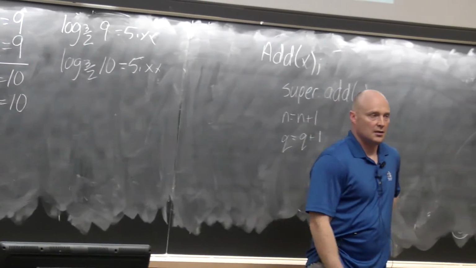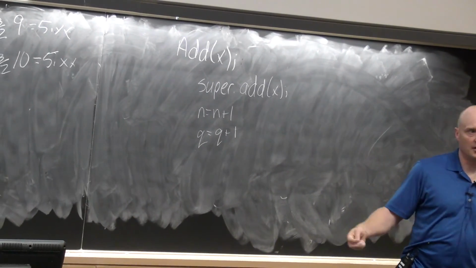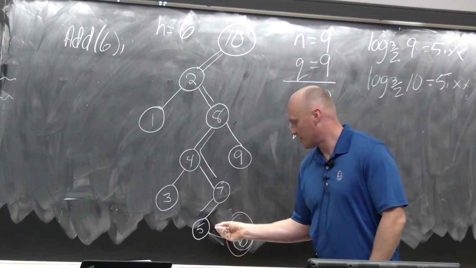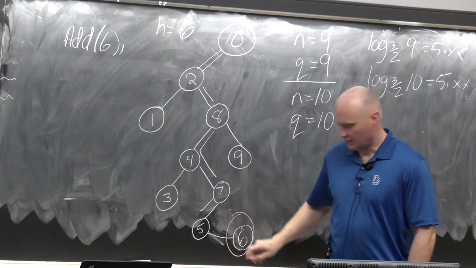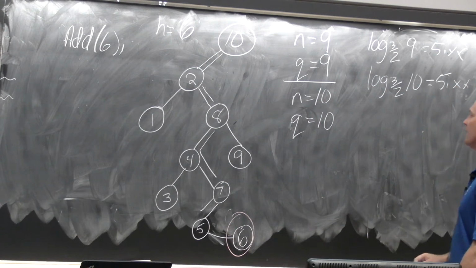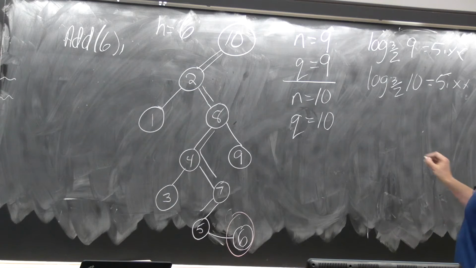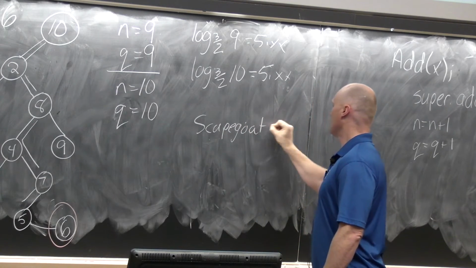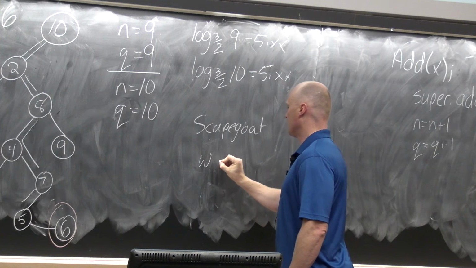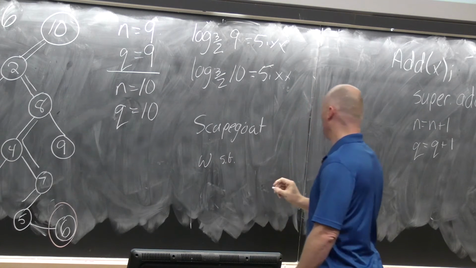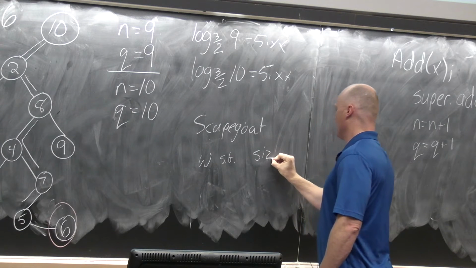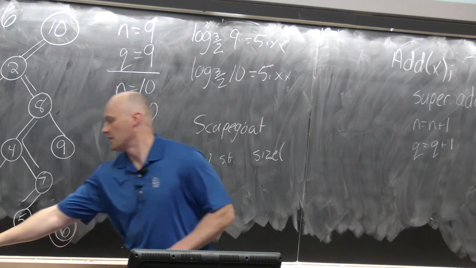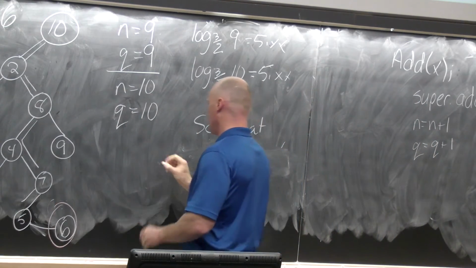Generally, who do you blame for your life not turning out the way it was supposed to? Your parents, right? So you go. Number 6 looks at his parents, which is 5, and says what we're looking for is a scapegoat. So the definition of scapegoat is a node W such that the size of, here, let me just readjust here.